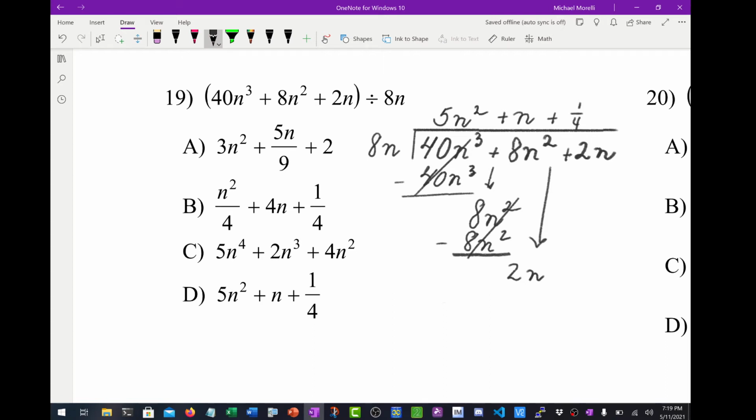1/4 times 8n equals 2n. And there are no remainders here. So this is our quotient, 5n squared plus n plus 1/4. And that's D. Okay, moving on.